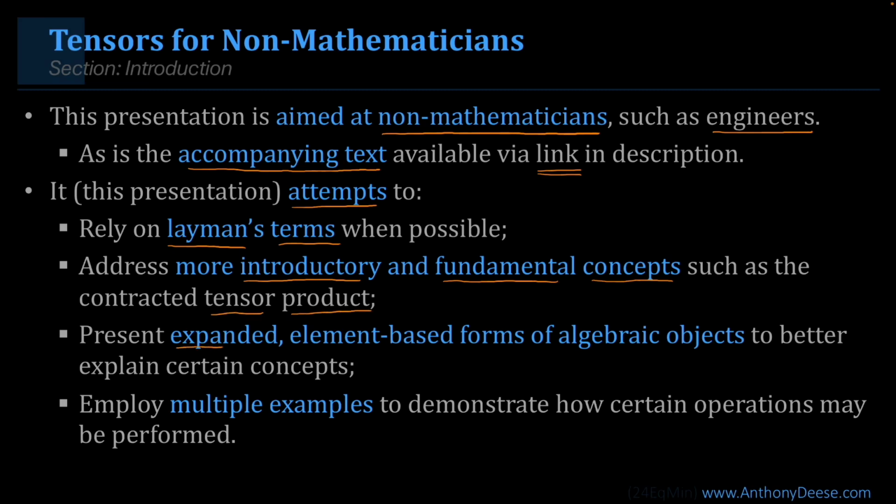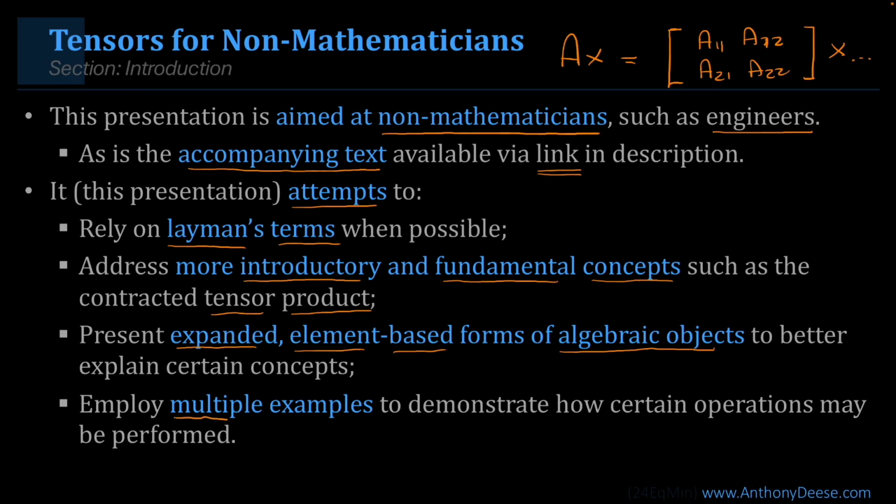We're going to present expanded element-based forms of algebraic objects whenever possible. So instead of describing an equation in the most concise form as just, and again, this is very simple, A times X, we're going to try to break it out and show the individual elements and show how those elements behave under certain operations being applied to them. And the goal is to use those expanded forms as an alternative to the really concise mathematical notation that personally I don't always understand at first glance. We're going to employ a lot of examples to demonstrate how certain operations may be performed.